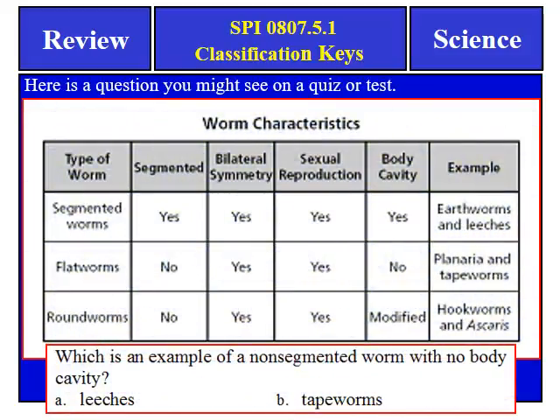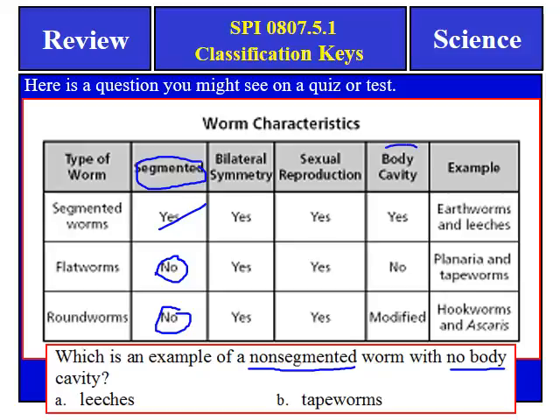Let's try another question. Using a classification table now, which is an example of a non-segmented worm with no body cavity? So first we see non-segmented. So we need to look at segmented. And it's not the yes one. It either has to be a flatworm or a roundworm because it says it's non-segmented. Then we also have to know it has no body cavity.